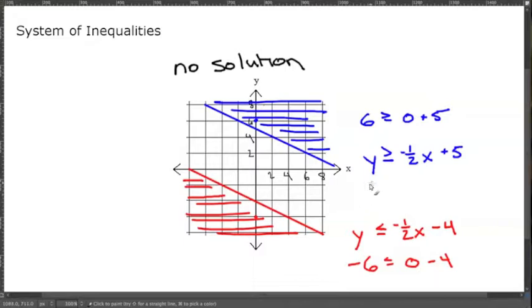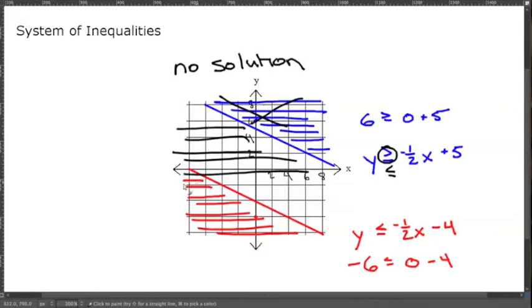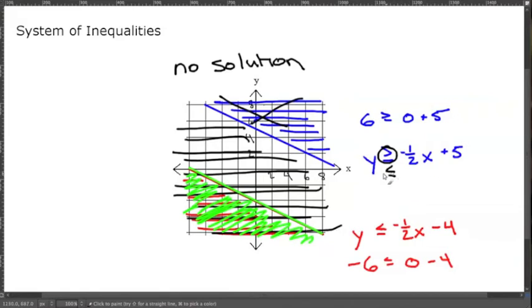A way that two parallel systems of inequalities would have a solution is if this was switched to, instead of greater than or equal to, a less than or equal to. Then I would shade in not everything above, but everything below the line. And then my shaded regions that intersect would be from the red line down. And that would have been my solution if it was less than or equal to.